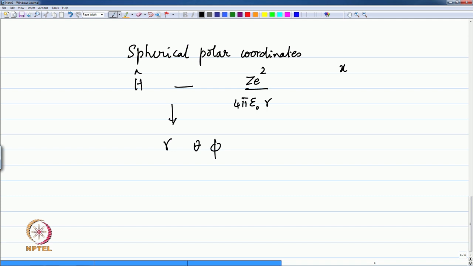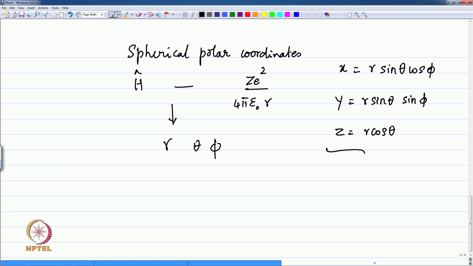The standard relations for these are x is equal to r sin theta cos phi and y is r sin theta sin phi and z is r cos theta.